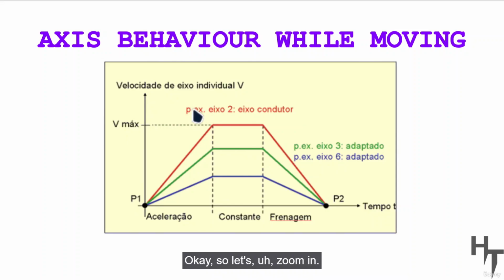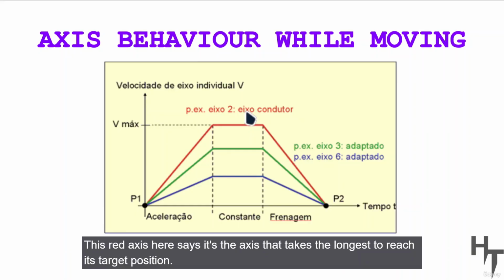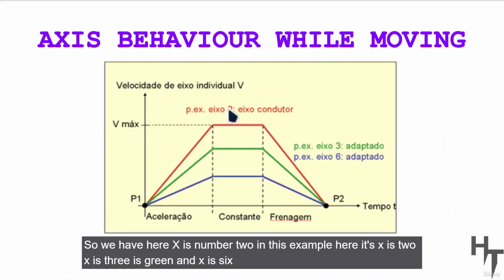Okay, so let's zoom in on this. They're aligned with this lead axis here. What this red axis says is that it's the axis that takes the longest to reach its target position. So we have axis number 2 in this example here. It's axis 2, axis 3 is green, and axis 6 is blue.